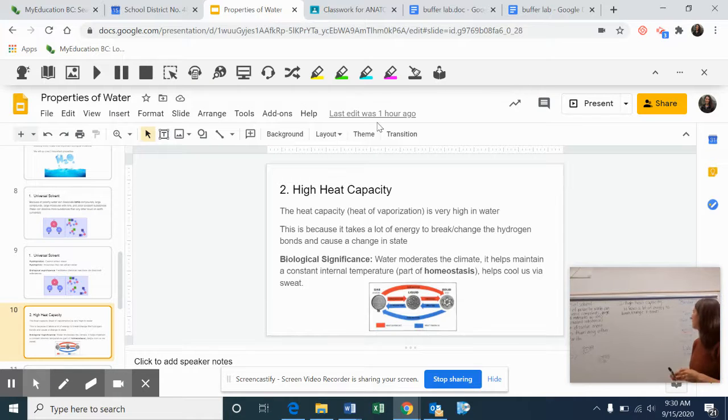Okay, so what is the biological significance of this? Water does things like moderate the climate. So it's hard to change the state of water. It's really hard to make it change temperatures a lot. And you guys saw this yesterday. So it's actually really great to have because it moderates our climate. So this is our biological significance.